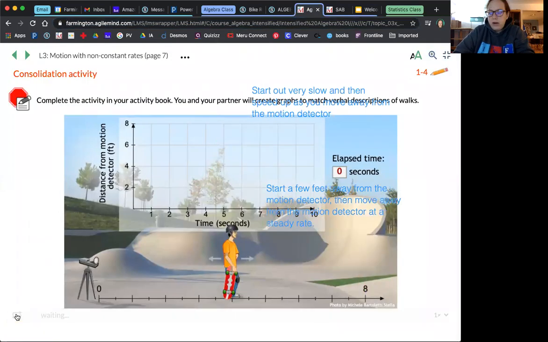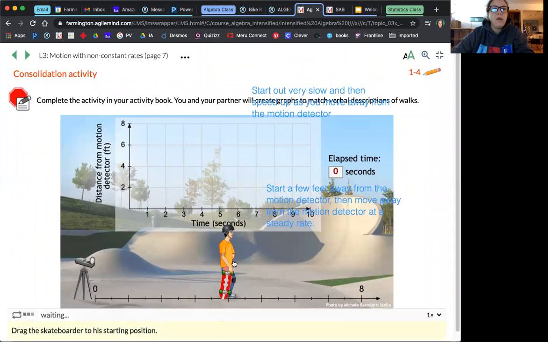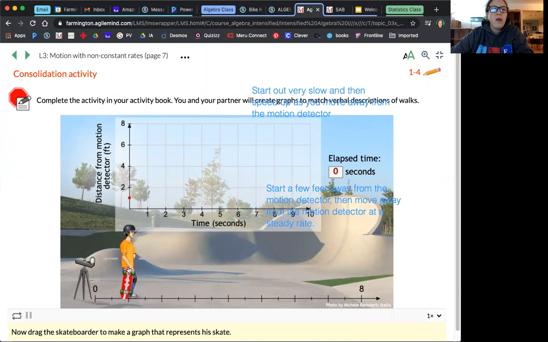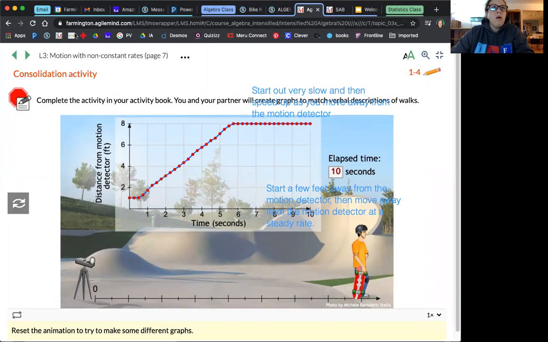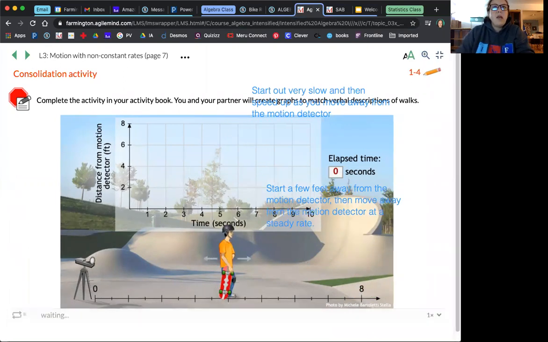So for Terrence to move at a steady rate, we want him to start a few feet away and we're going to move at a steady rate away from the motion detector. So you can see when we move at a constant rate, we get that straight line. Okay, let's reset and go back to our book.